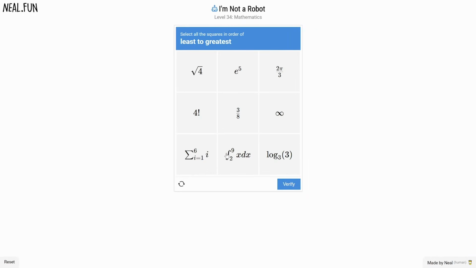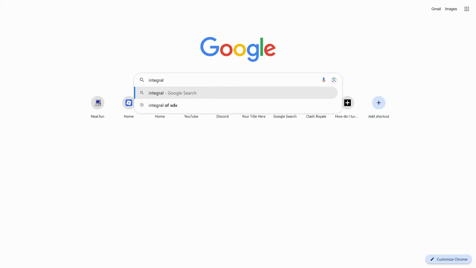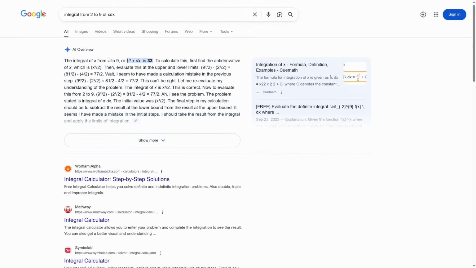That's an integral. So we're going to type it into Google the following way. Integral from 2 to 9 of x dx. So from the lower number to the higher number, and then x dx. Right here we also get an answer, and it should be 33 in my case.